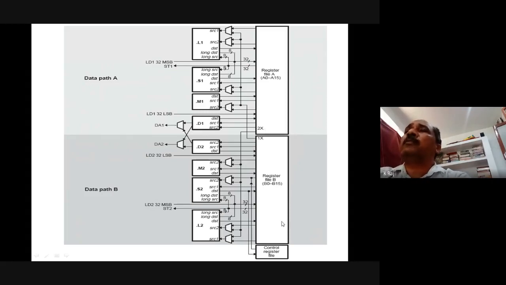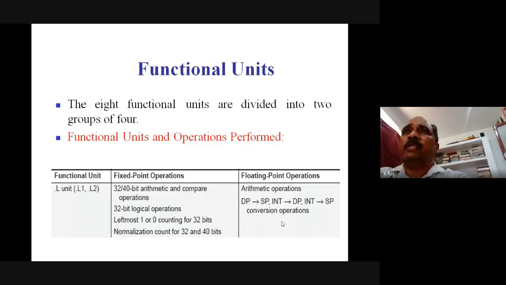So these are the features described with the block diagram having the data path of the 6-7X family. The 8 functional units are divided into two groups of 4 each: L1, S1, M1, D1 and L2, S2, M2, D2. Now the functional units and the operations performed by these different functional units.